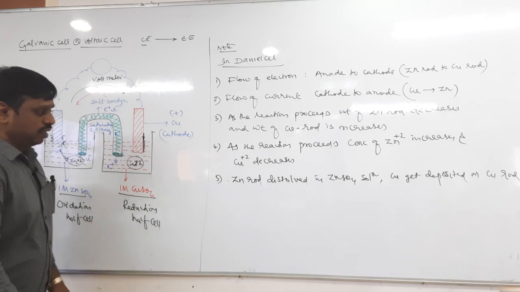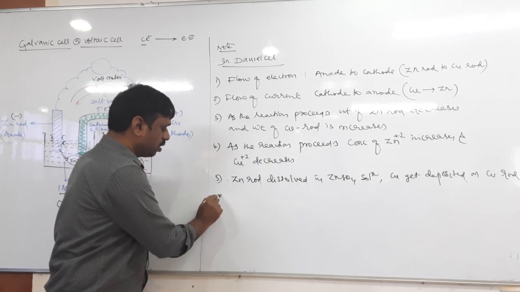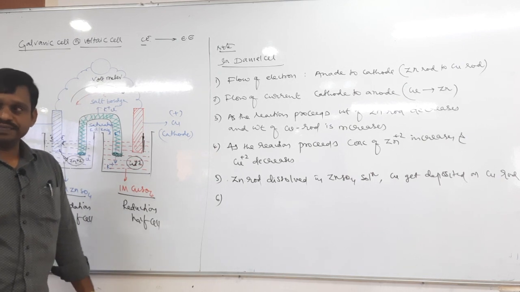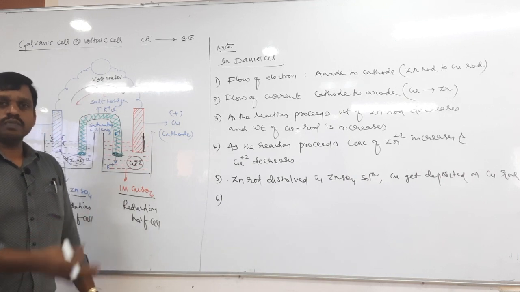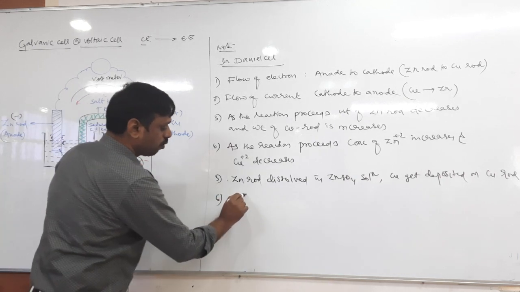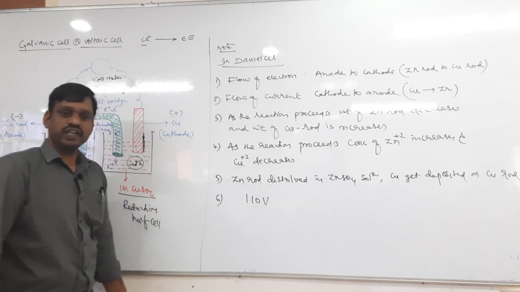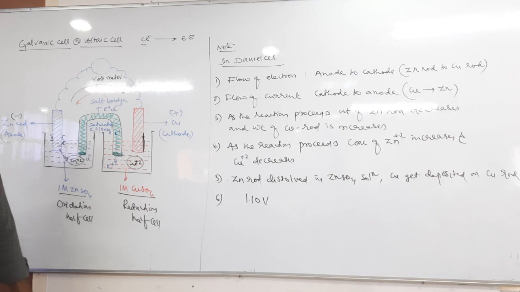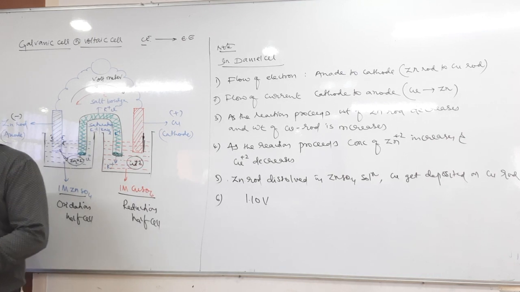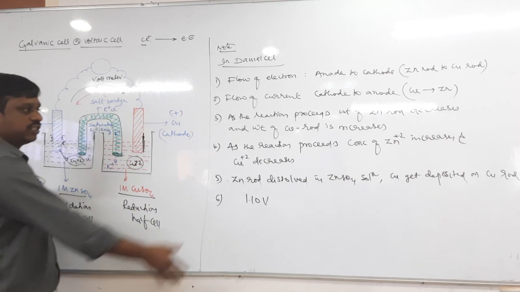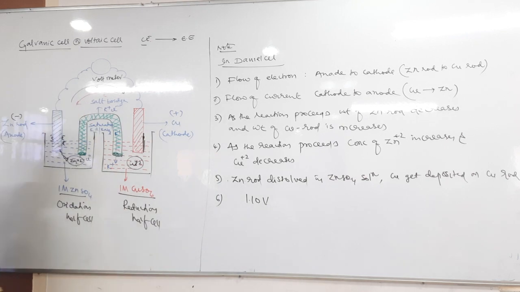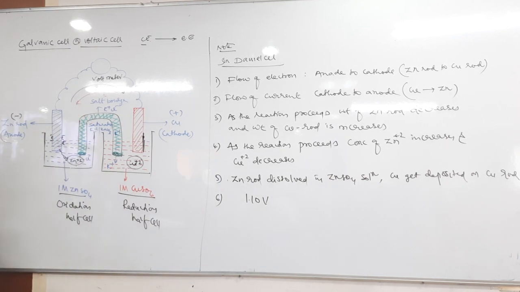And what is the current produced in Daniell cell? Daniell cell produces how much electric current? Cell potential is 1.10, right? It produces 1.10 volt. So it is about Daniell cell. Indirectly they may ask questions based on this. You should remember. Any doubt here? No. Next.